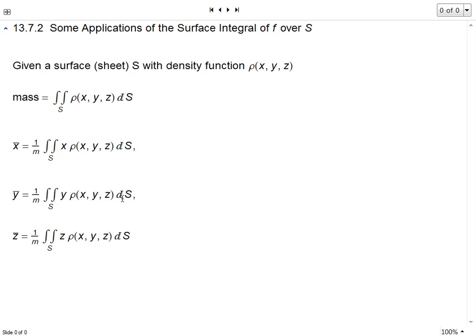No, because it's not over a curve. Remember, in this, ds for us is the magnitude of r_u cross r_v dA. And the S becomes the D, the region of integration.